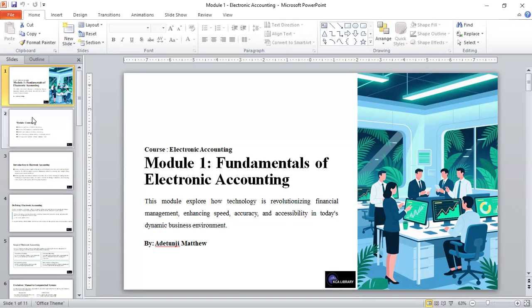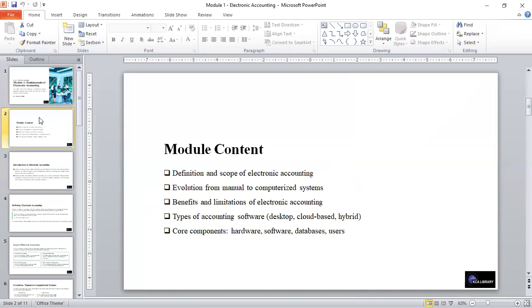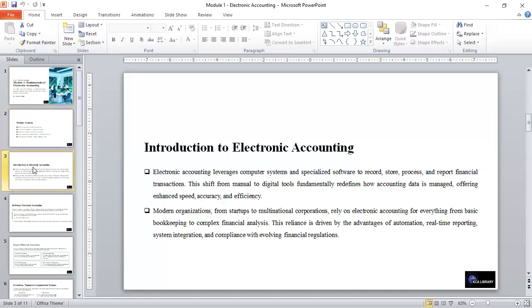And the content for the module, as we'll be discussing, are the definitions and scope of electronic accounting, the evolution from manual to computerized system, the benefits and limitations of electronic accounting, the types of accounting software, and also the core components of it, where we talk about the hardware, software, database, and users.